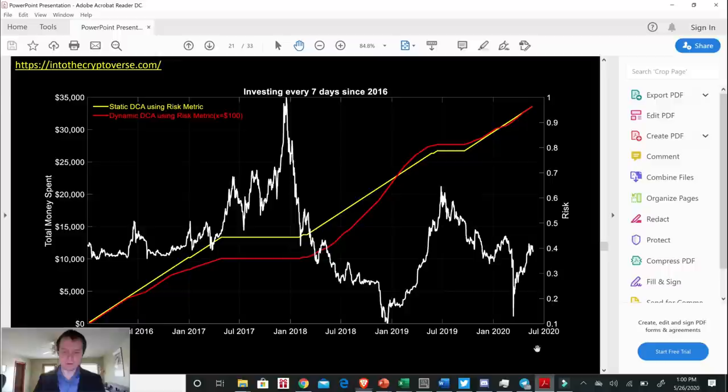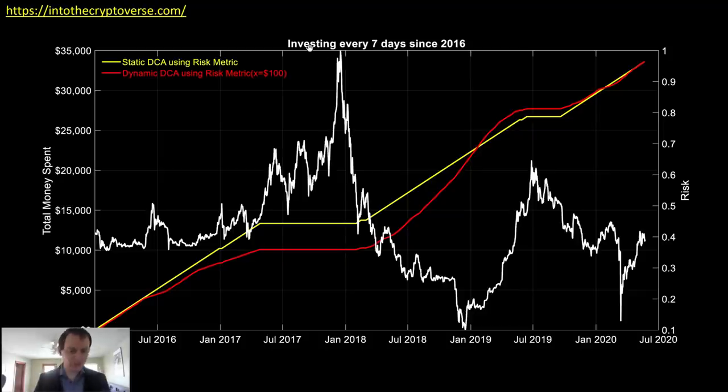But let's get back to what we were talking about. Here we're looking at the 2 years in the history of Bitcoin where at present day you would have been better off statically DCAing. One of them is if you had started in 2016. The other one is if you had started in 2017.